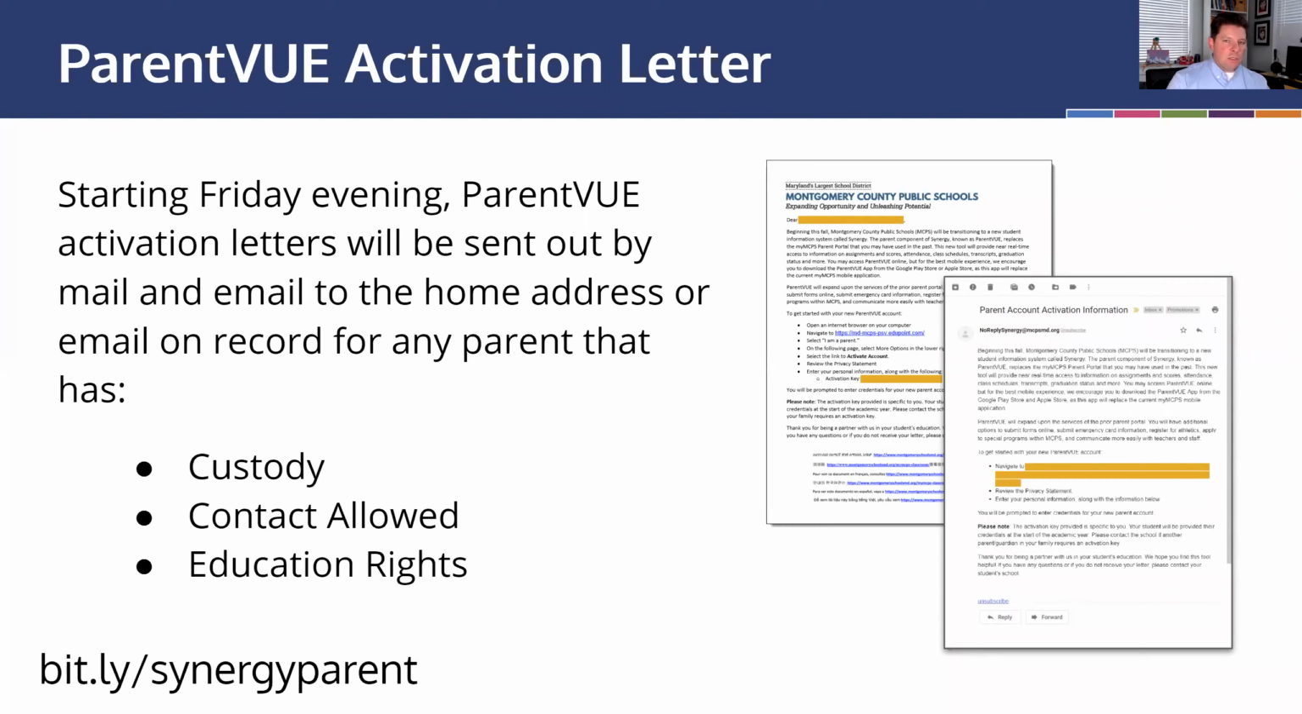And not only do we need to know one of those two, preferably the email, but the home address as well. You have to be a parent associated with the student, and you have to be a parent that has custody, has contact allowed with that student, and has education rights. All right. If you meet that criteria and we have your home address or preferably your email address on file, you will receive one of these two forms of this letter.